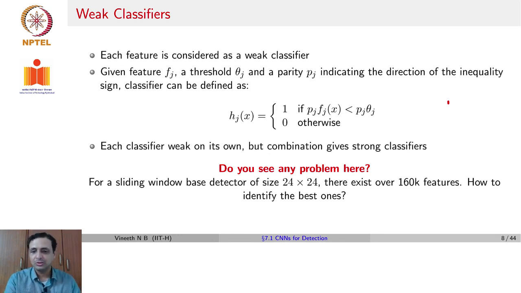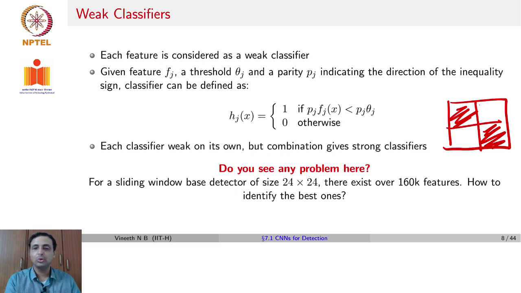By that we mean, within a 24 cross 24 window, you could have a very large checkerboard. Then you could imagine all possible combinations of arranging black blocks and white blocks adjacent to each other inside a 24 cross 24 window. You'll have a huge number of features. Now, to be able to compute 160,000 weak classifiers inside each sliding window seems tedious. What do we do?